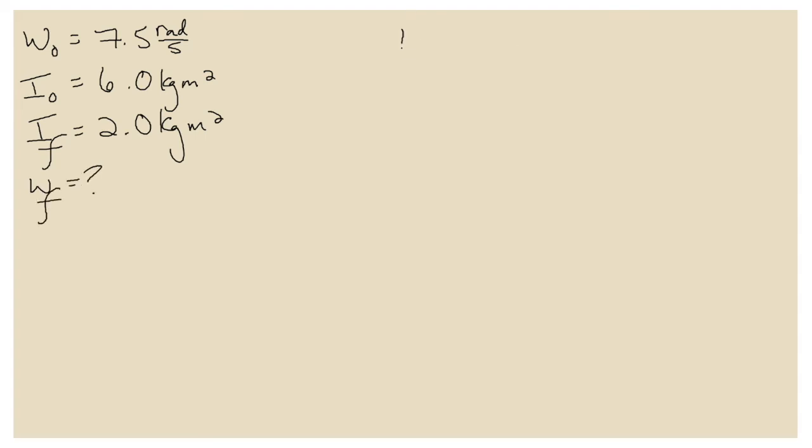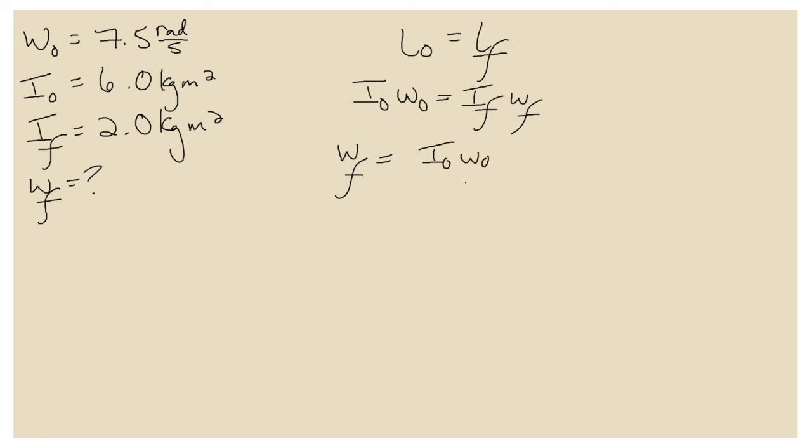So the main principle behind this problem is the initial angular momentum is equal to the final angular momentum. That is what conservation of angular momentum means in about as simple a way as you could possibly put it. And so if we expand that out a little bit, it means I naught times omega naught equals I final times omega final. And so if we're going to solve that for omega final, we get omega final is I naught omega naught over I final.